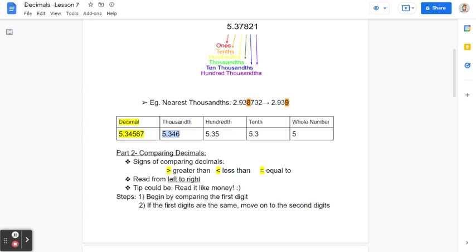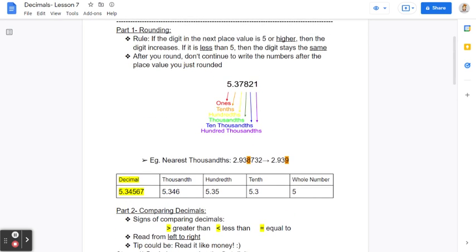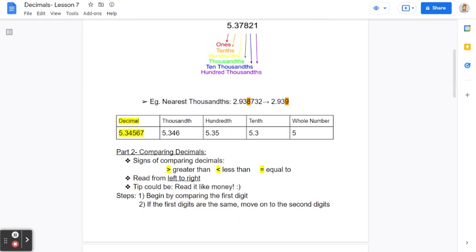The next is hundredths. So you look at the 4, that's what we're trying to round. And the next digit after 4 is 5. 5 is 5. And according to our rule, if the place value is 5 or higher, then the digit increases. So 4 is going to increase by 1, and we will get 5 and 35 hundredths. If we're talking about the tenths, we're basically talking about 3. So we're looking at 4, and 4 in this case is less than 5, so 3 is going to stay the same. So our final answer is 5 and 3/10.